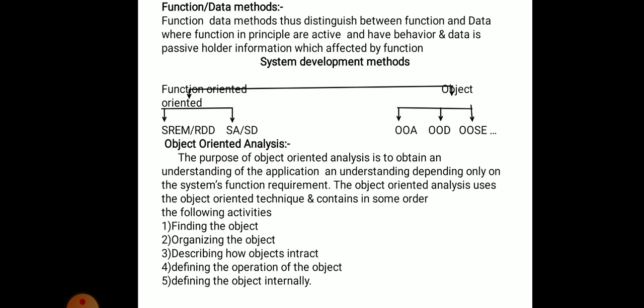Third one is describing how objects interact. This means which object depends on another object, or which object is the parent class of another object. That relationship or object interaction is defined here. And the fourth one is defining the operations of the object, which operations are performed on the object.